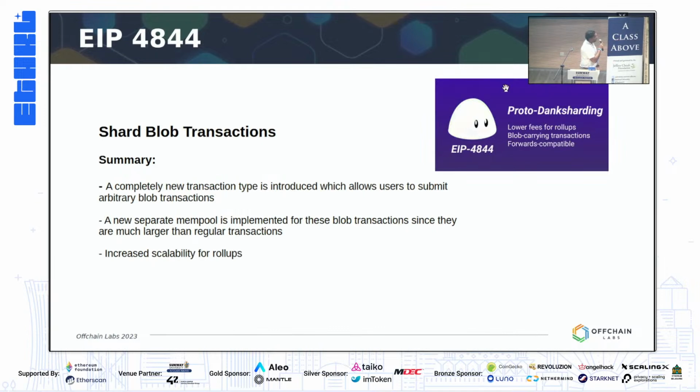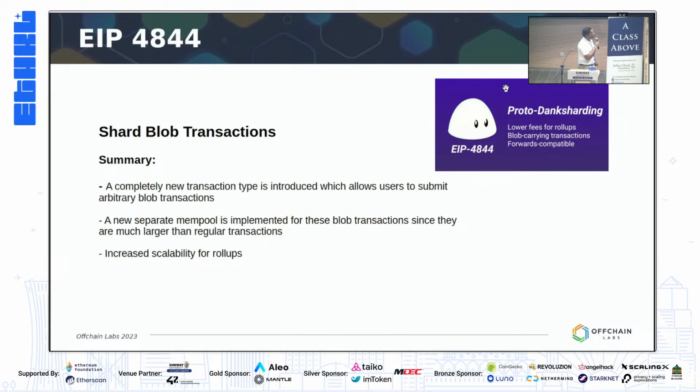And finally, moving on to the star of the show, which is the big EIP, EIP 4844. EIP 4844 introduces a concept of shard blob transactions on Ethereum mainnet. So this is a completely new transaction type. It is not a standard transaction, so it will not be executed in the EVM.